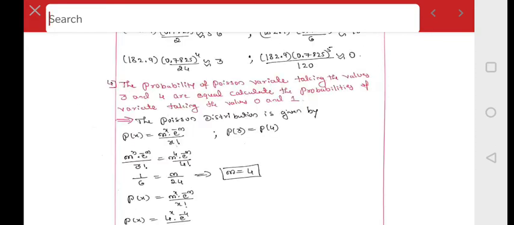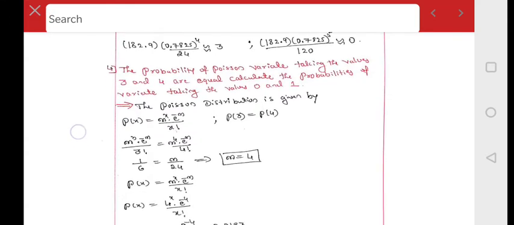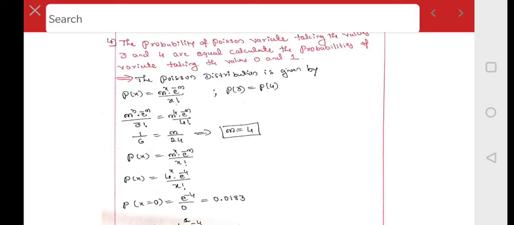Now the fourth example. The probability of a Poisson variate taking the values 3 and 4 are equal. Calculate the probability of the variate taking the values 0 and 1. The Poisson distribution is given by p of x is m raised to x e raised to minus m upon x factorial. Since p of 3 is equal to p of 4, m raised to 3 into e raised to minus m upon 3 factorial is equal to m raised to 4 e raised to minus m upon 4 factorial. This implies m is equal to 4.